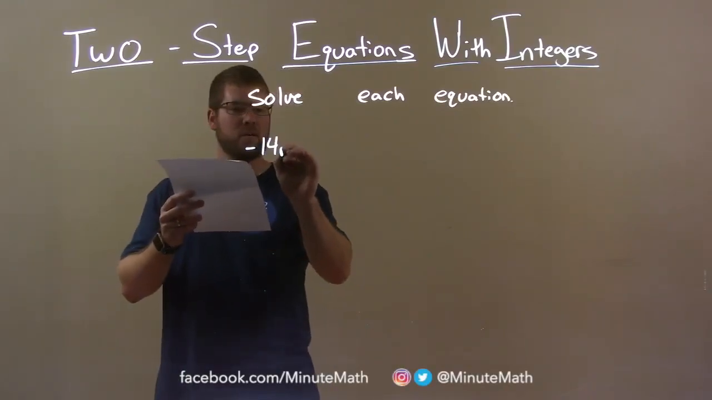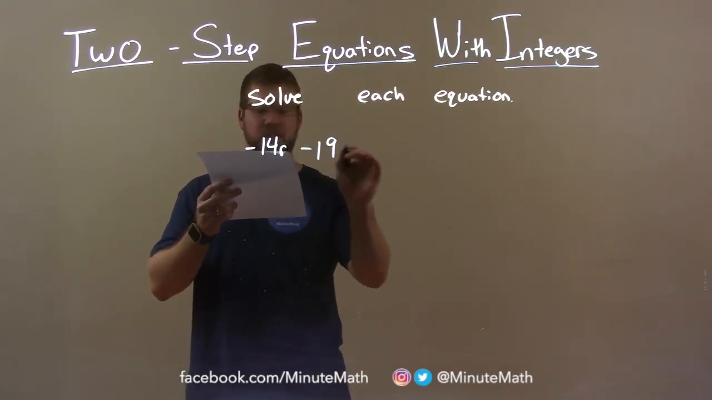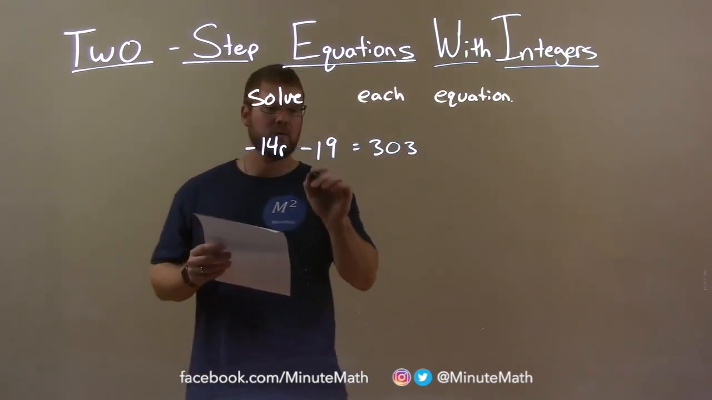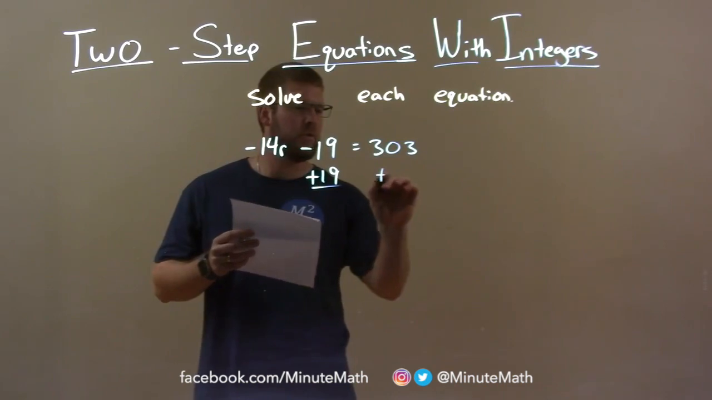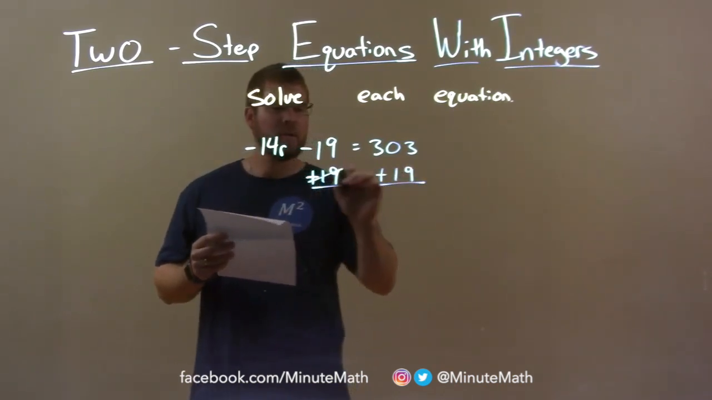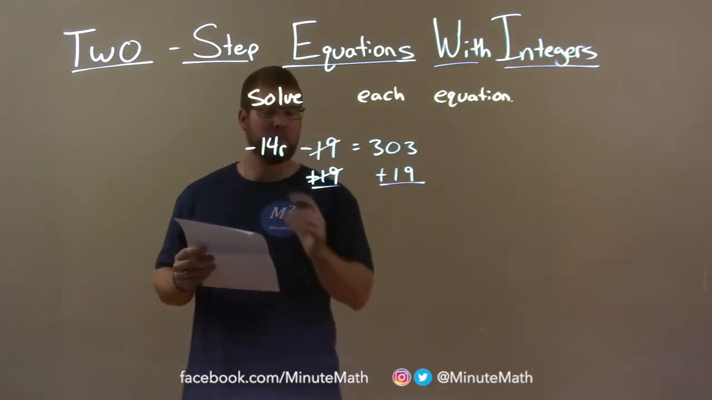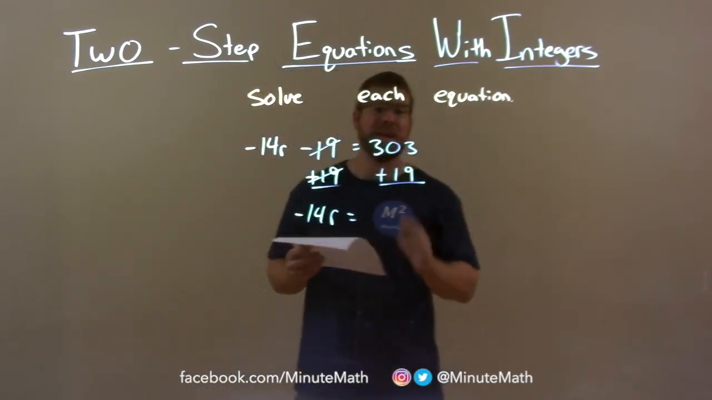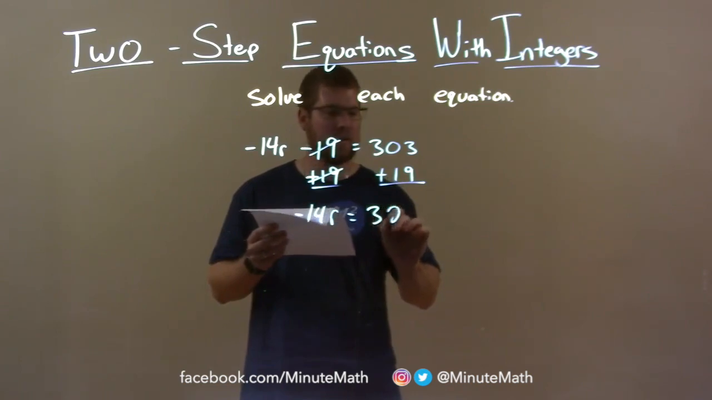Negative 14r minus 19 equals 303. First thing I want to do is add 19 to both sides. That will eliminate the 19 on the left, giving me on the left by itself negative 14r. Now 303 plus 19 is 322.